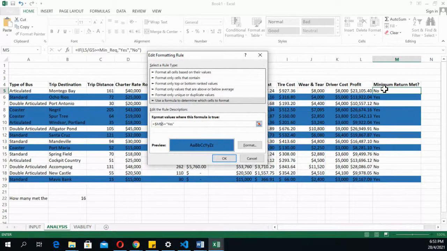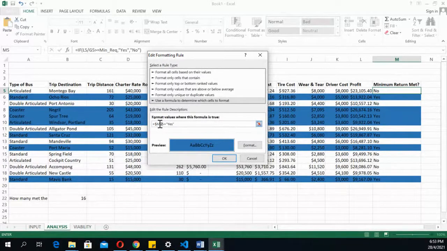Okay, yes, sir. So where do you want to check? Tell me where you want to check if yes or no is there. From M5 to M19. There you go. So you wanted to check all of M, right? In this case, because we already selected the area that we're checking.